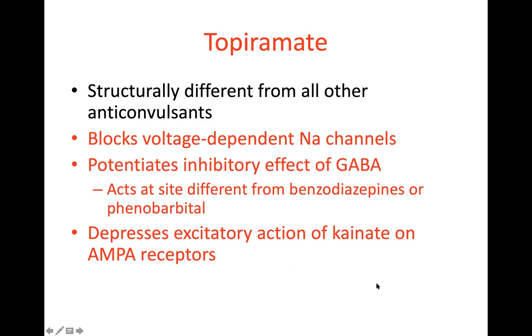Topiramate differs from all of the other anticonvulsants structurally, so it's sort of unique. Even with a different structure, it still blocks sodium-dependent channels. It also potentiates the effects of GABA, binding differently than phenobarb or benzodiazepines. And it depresses the excitatory action of kainate on the AMPA receptors.